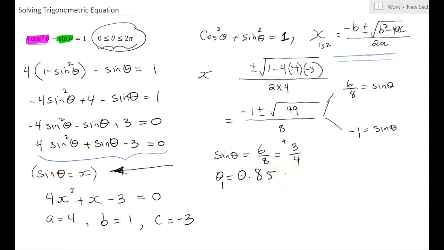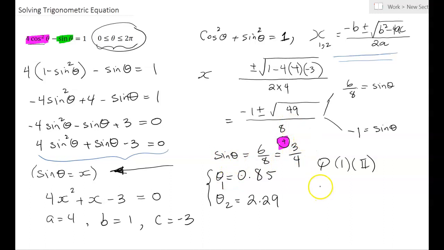You get theta 1 approximately equal to 0.85. Now remember, sine is positive in quadrant 1 and quadrant 2. So you also have to use this as a reference angle to find the second angle, which is pi minus 0.85, and that will get you 2.29 for theta 2. So these two are for the first ratio that we got, 3/4.